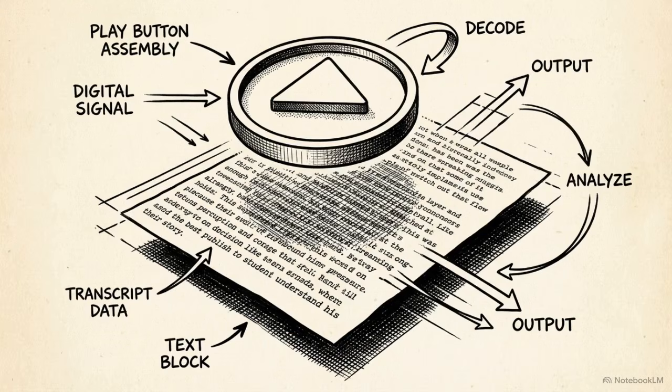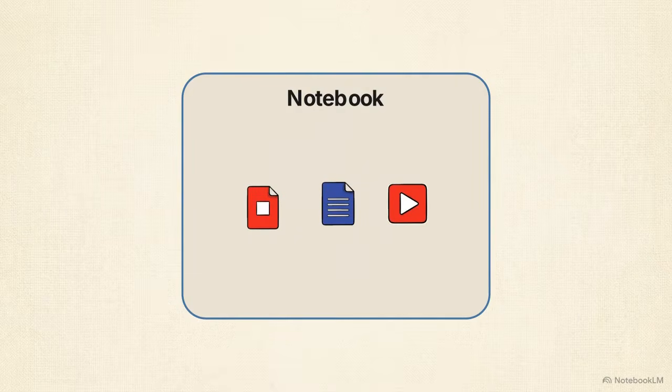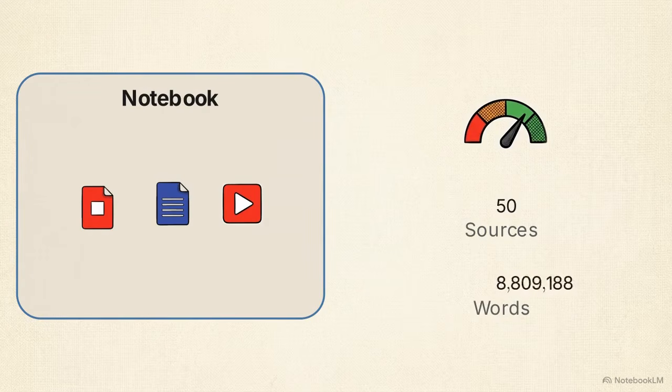You can upload a variety of file types, including PDFs, Google Docs, and even YouTube URLs if they have a transcript. Simply drag and drop your files directly into the workspace. There is a hard platform limit. You can upload a maximum of 50 sources per notebook. Those sources combined can contain up to 25 million words.